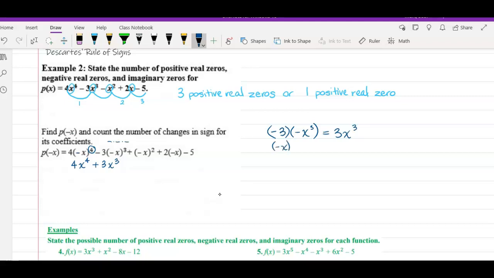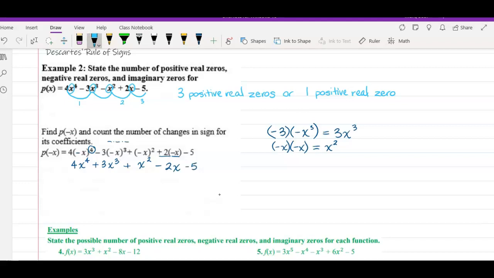All right, negative x squared. That means negative x times negative x, which is positive x squared. So my next term is positive x squared. My next term, 2 times negative x makes negative 2x. And then finally, negative 5.